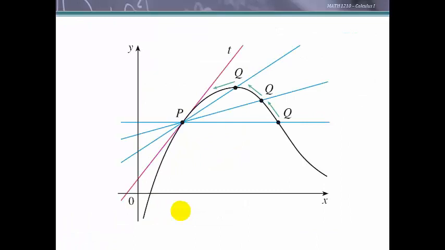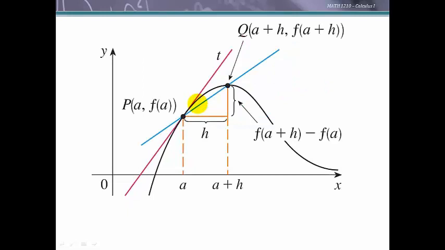So our idea to define our tangent line at point P, where P and Q are turned around from that demo, would be to find the slope of the secant line PQ and then move Q closer and closer and closer to P. So let's go ahead and develop that idea and see if we can come up with a formula for this.